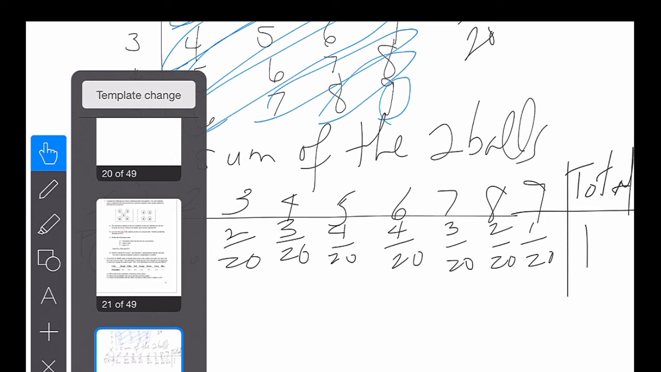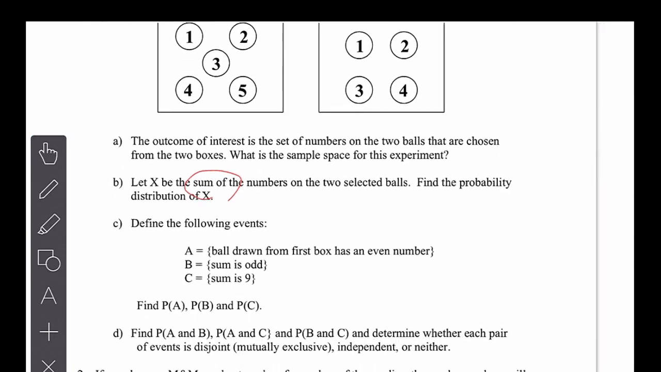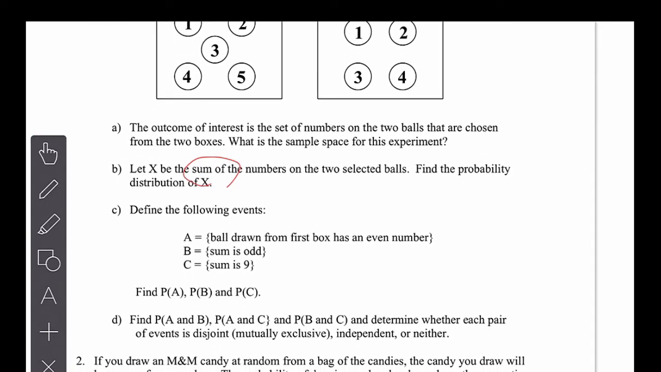So back to the statement. So here's the question. Let x be the sum of the numbers of the two selected balls. Find the probability distribution of x. We did it, so we're done. Part C. Define the following events. Aha, more combinations, right? Combined events. So A is the ball drawn from the first box has an even number. B is the sum of the numbers is odd. And C is the sum is 9.